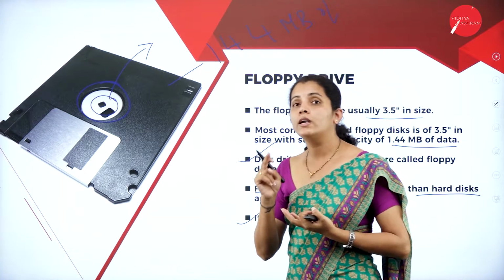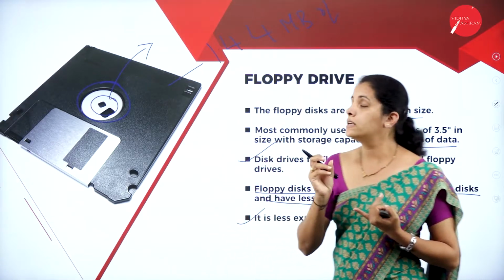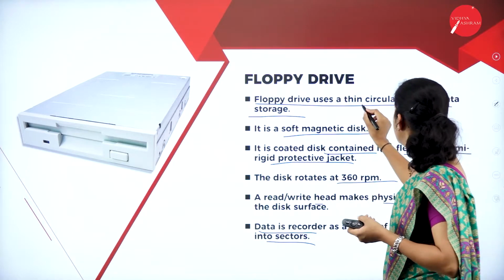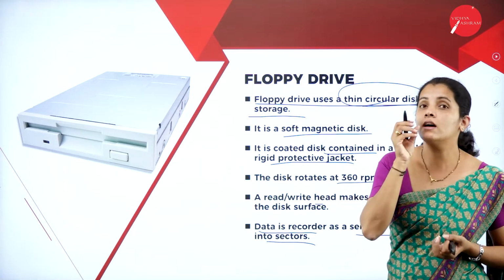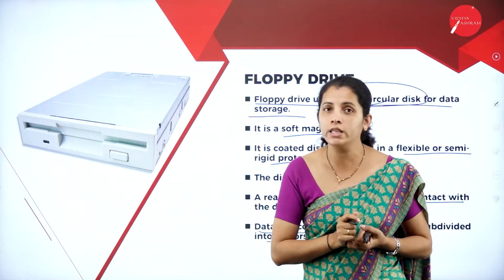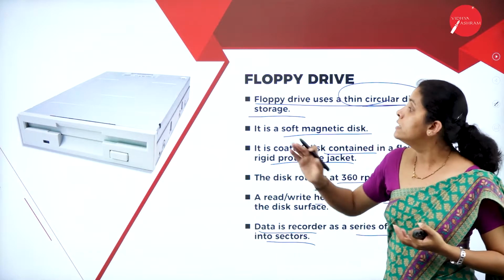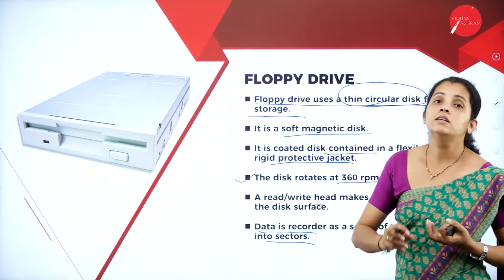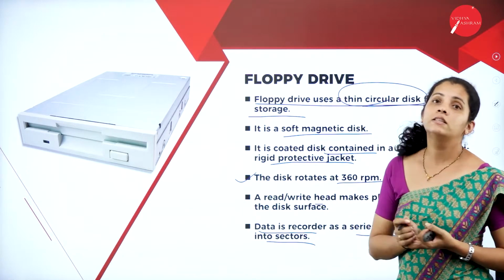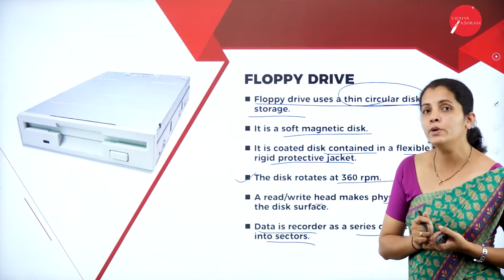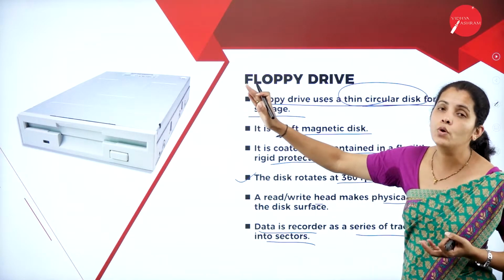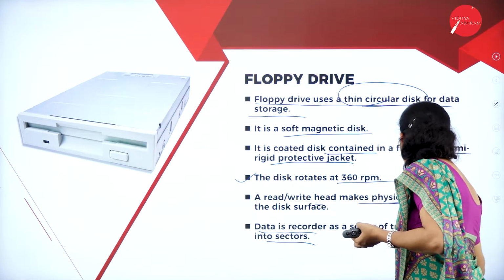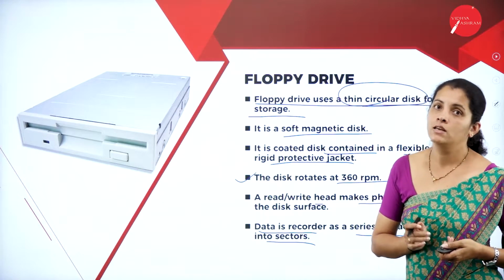So dear student, what are the points you want to remember? Floppy disks are made by using a thin circular disk, and floppy disks are mainly used to store data. Along with that, it is protected by an outer jacket. Along with that, what is the rotating speed here? That is 360 rotations per minute, and the floppy disk uses a read and write head in order to make physical contact with the disk surface.